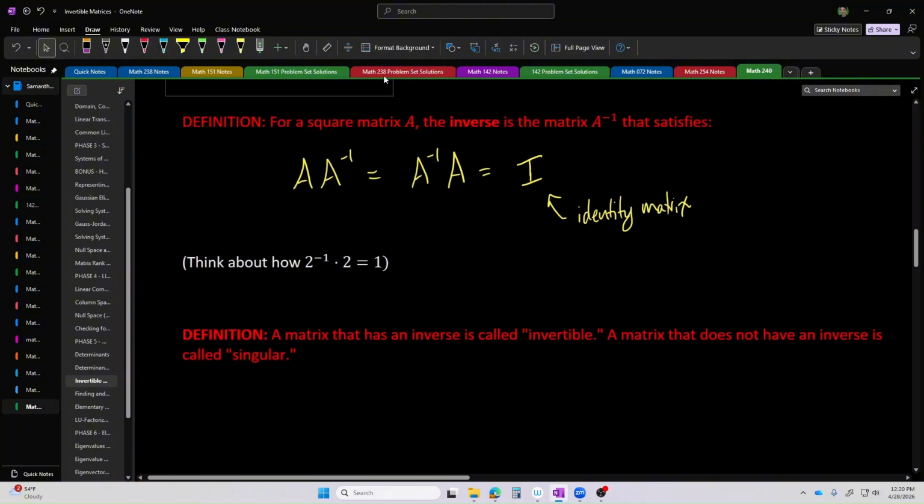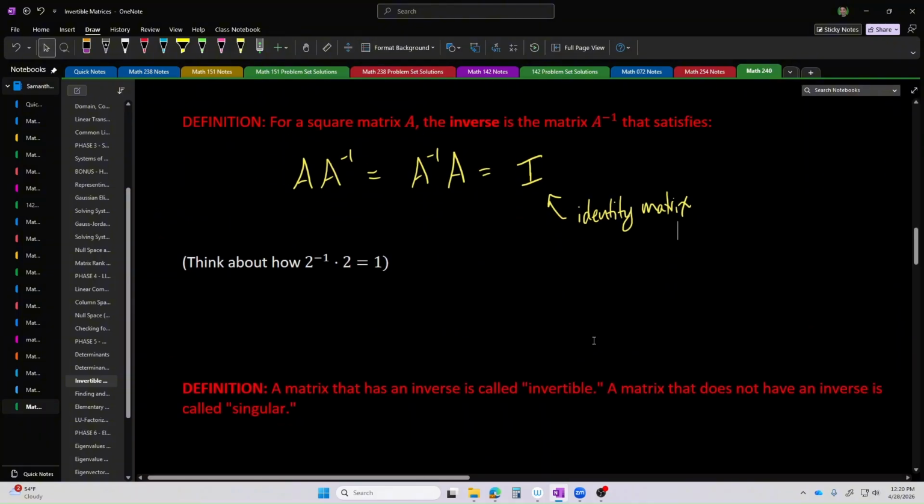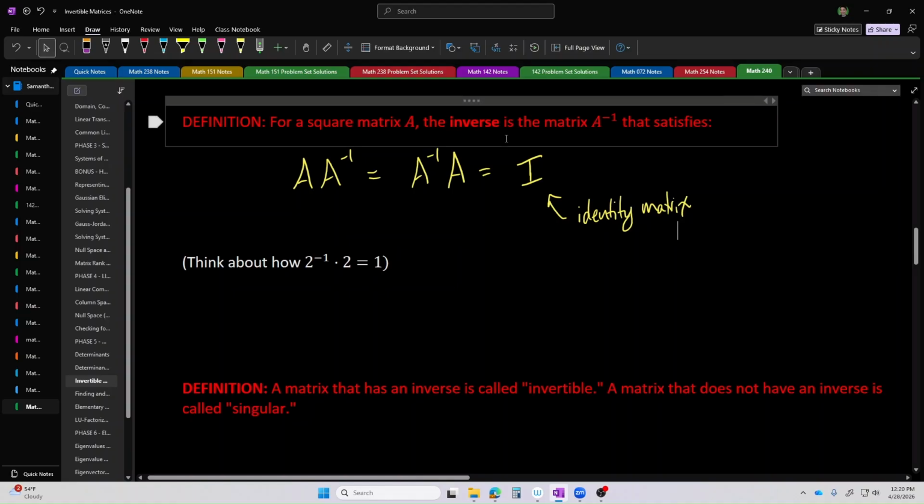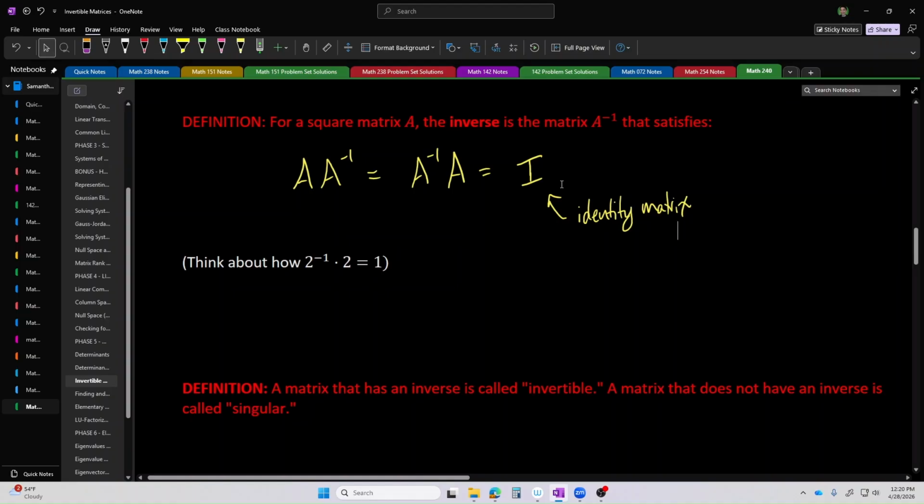The identity matrix in this equation is playing the same role as when you multiply 2 by its inverse, you get the number 1. The number 1 in this context is equivalent to the identity matrix in a matrix context.